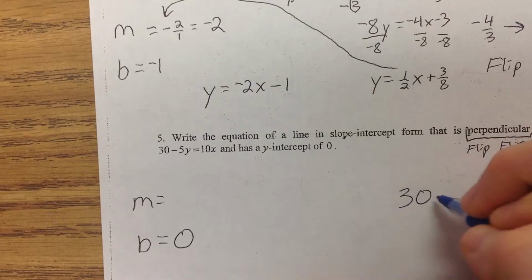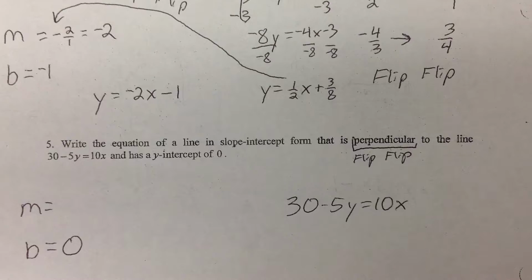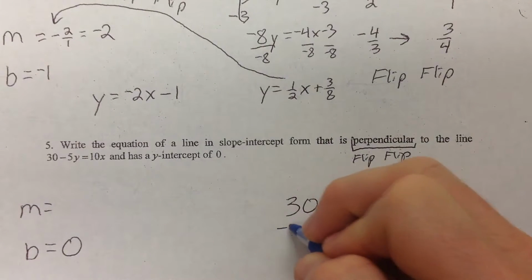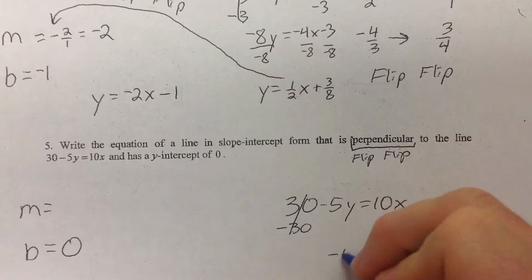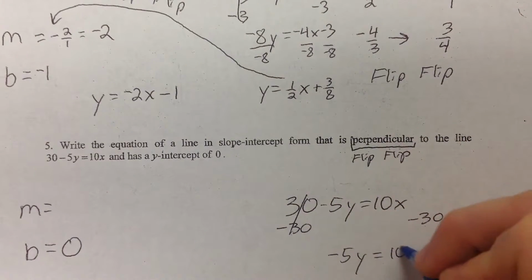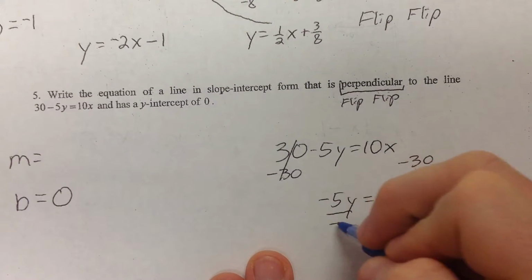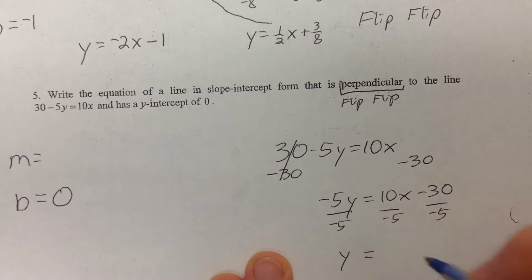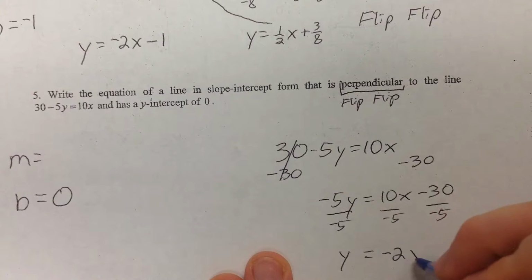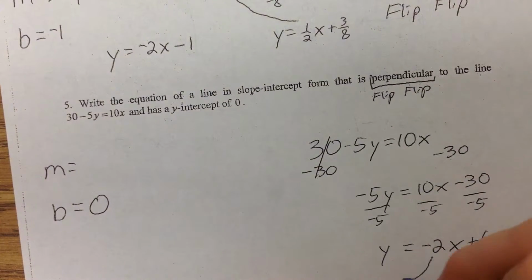So I'm going to take this 30 minus 5y equals 10x. I do not know the slope yet because the y is not by itself, so my first step is to get the y by itself. Subtract 30 from both sides. Negative 5y equals 10x minus 30. I'm going to divide both sides by negative 5. And this is going to be y equals negative 2x, negative divided by negative, plus 6. So this slope is negative 2.